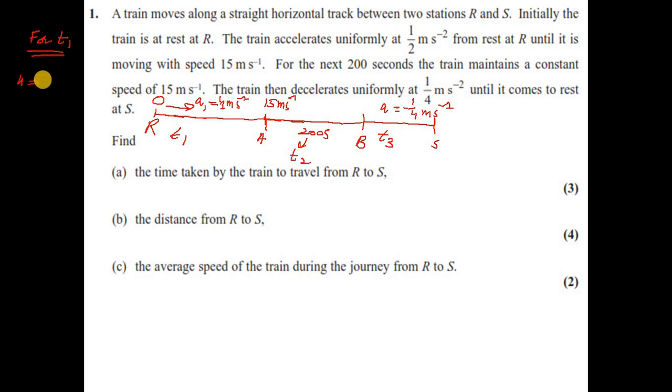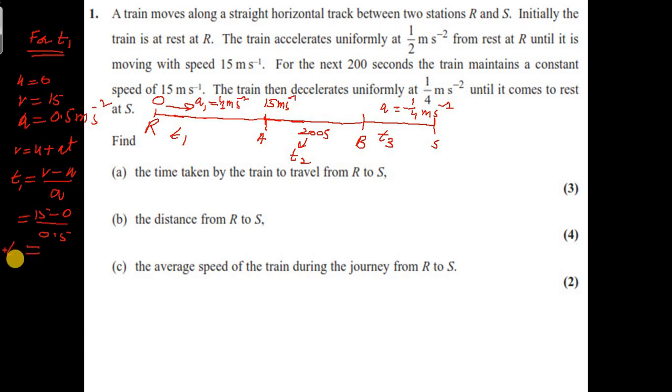you have initial velocity 0, final velocity 15, and acceleration is 1/2 or 0.5 meter second minus 2. So you can use the first equation of motion, v is equal to u plus at, to figure out the time. So t is equal to v minus u divided by a. I will call it t1. That means 15 minus 0 divided by 0.5. So clearly the 0.5 is 1/2, so 15 times 2, t1 is 30 seconds.